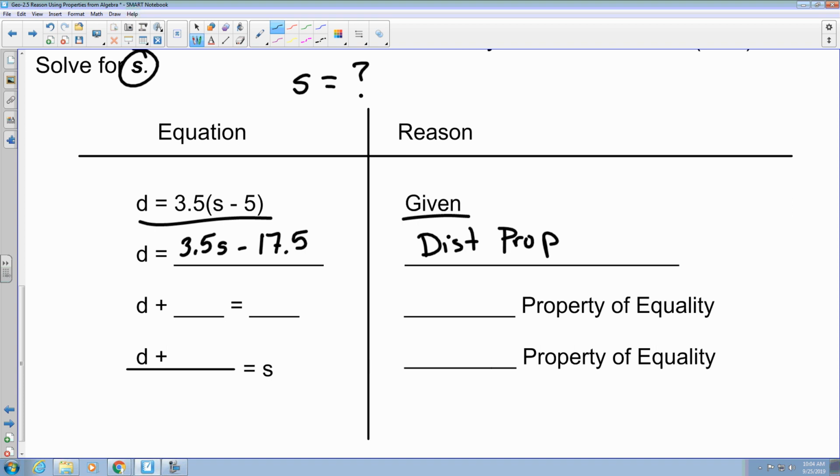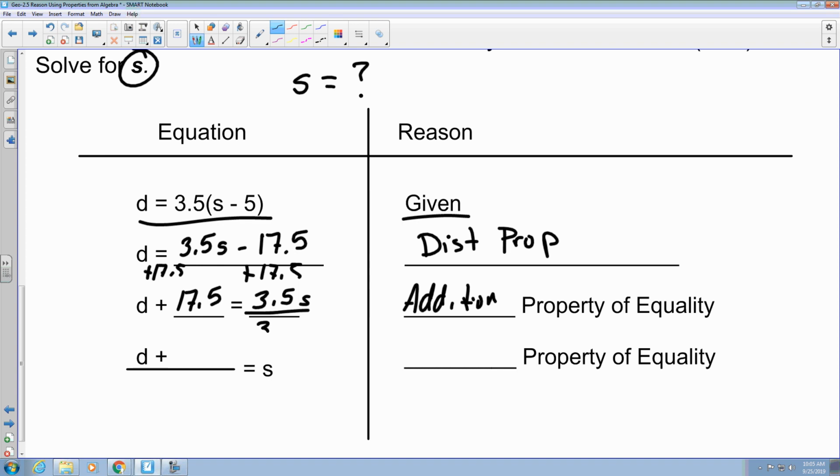Next step from there, it's d plus something, which means I'm going to add 17.5 to both sides. So that means that d plus 17.5 is going to equal 3.5s. And the property that allows us to do that is the addition property of equality.